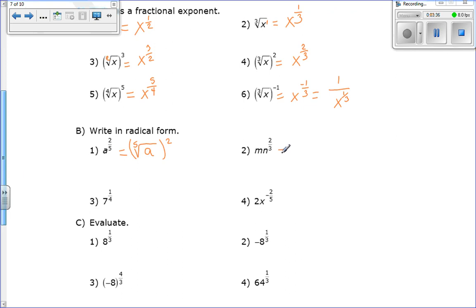For number 2, m is not being raised to a power, so it's just m. N is the only thing that's being raised to a power, and we are going to have the 3rd root raised to the second power. If you're having trouble remembering which is the power and which is the root, they're in alphabetical order, just like everything else we do, so we have power over root.